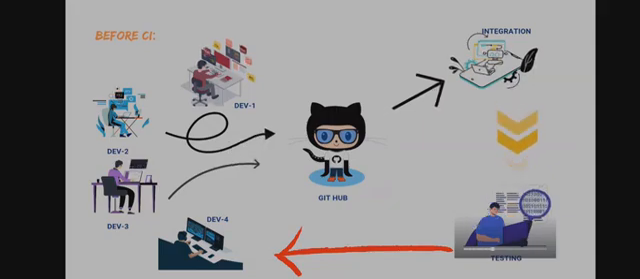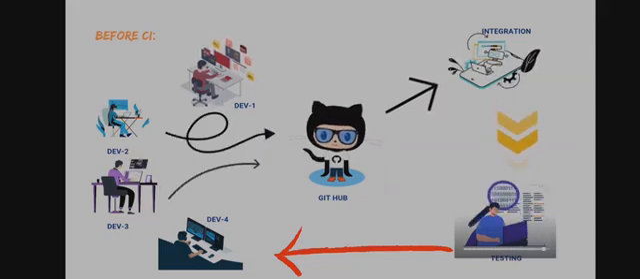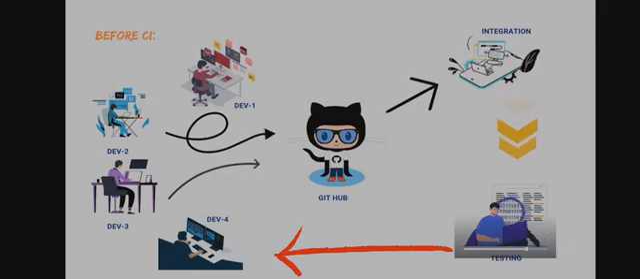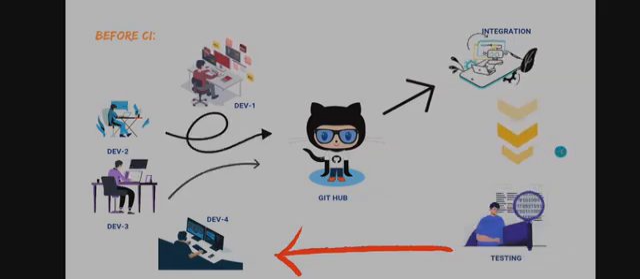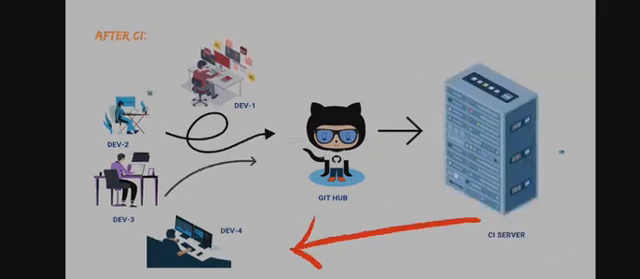Sir, what happened before CI and after CI? Before CI, we have two major disadvantages. First one is time. Second one is manpower. After CI, these two are completely reduced. Why? Because we are using a server instead of a human.